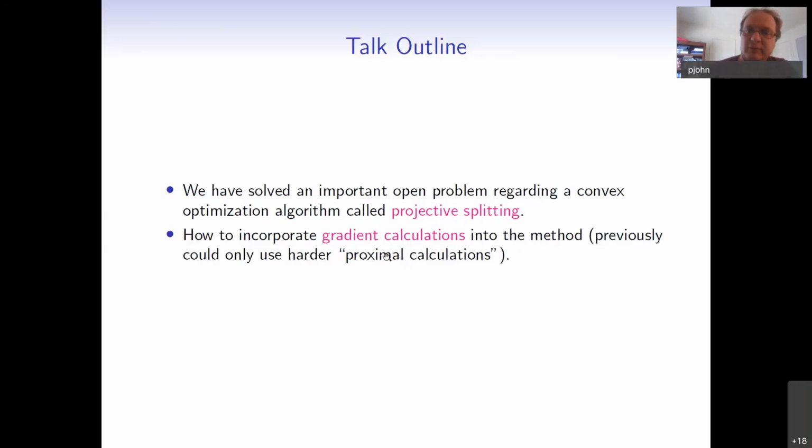So basically today I'm just going to give you the rundown of how projective splitting works and also explain how this new gradient step version works. And as Wahid said, feel free to ask any questions by whichever channel works best. So feel free to interrupt me.